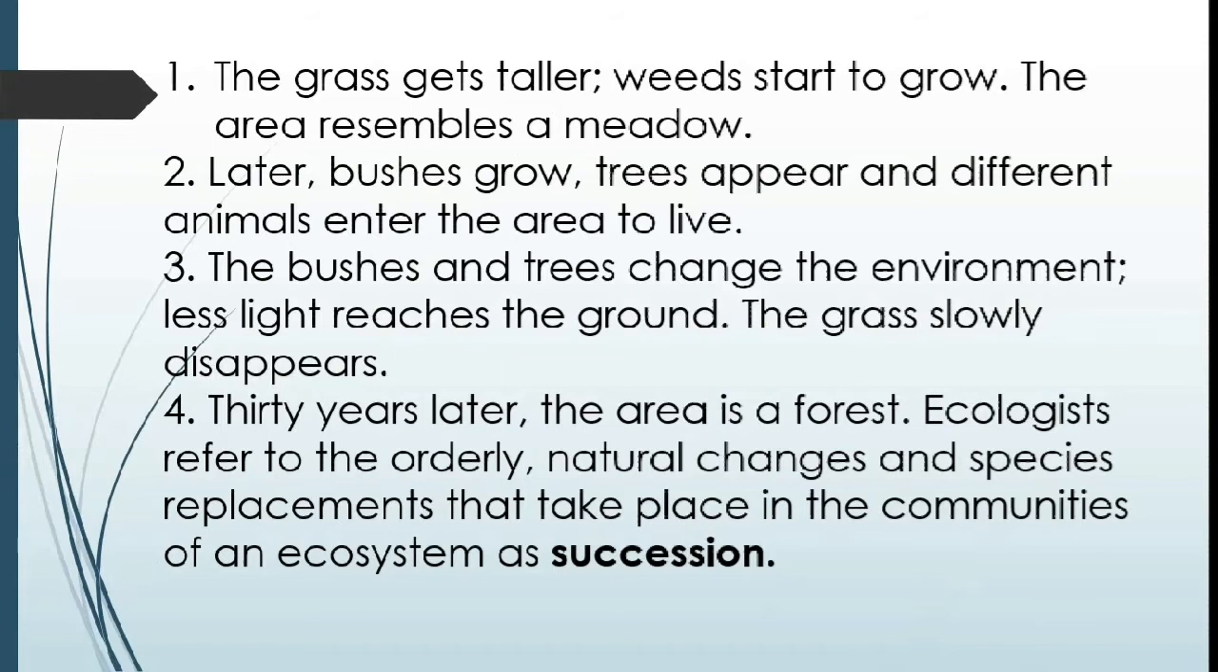3. The bushes and trees change the environment. Less light reaches the ground and the grass slowly disappears. Fourth, 30 years later, the area is a forest. Ecologists refer to the orderly natural changes and species replacement that take place in the communities of an ecosystem as succession.